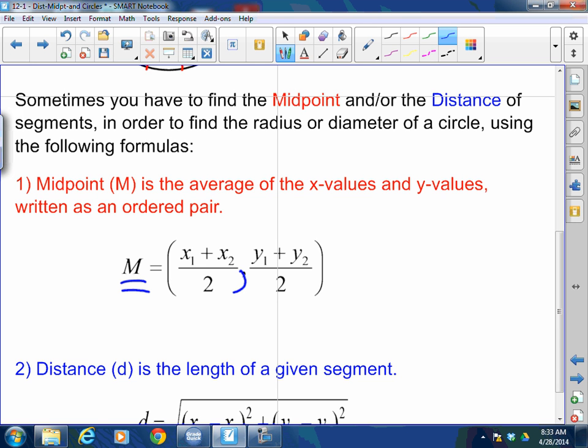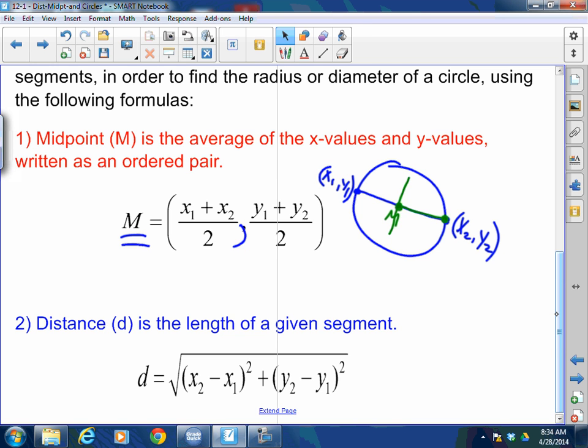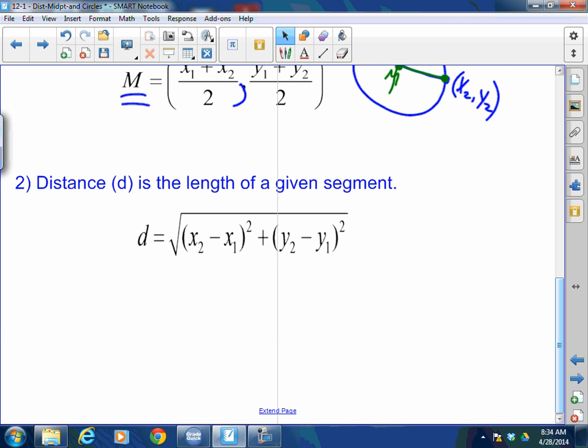How would that be useful? Let's say they give you a circle, and they give you your x1, y1 here, and they give you your x2, y2 here. Okay? If I want to find where the radius is, wouldn't the radius be the midpoint of that segment? Okay. The center will be the midpoint. And then you can find the radius from the distance formula from here to there. So the midpoint can help locate where the center is. Once you have where the center is, you may need to find the distance. Or you could find the distance of the diameter and then divide it by 2.